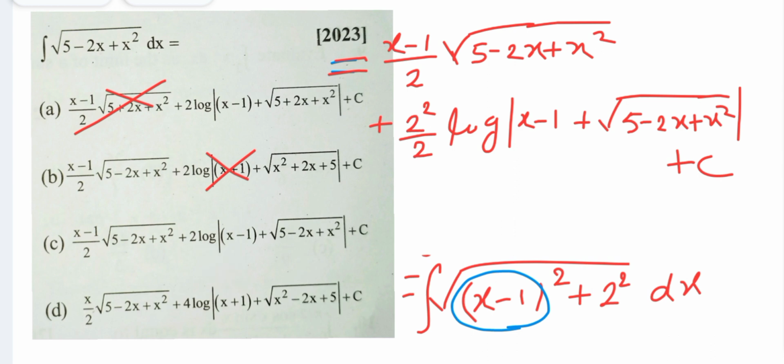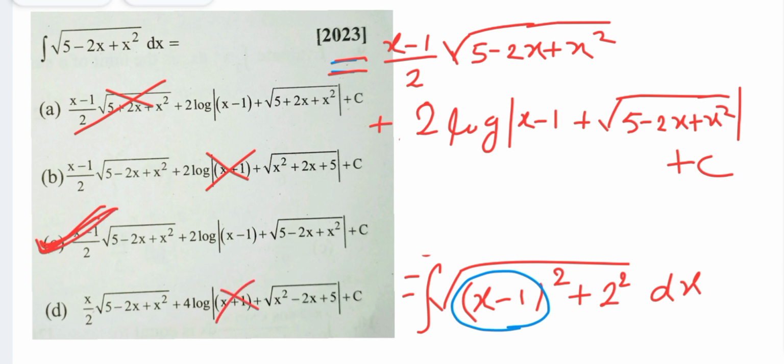Now the third option, 5 minus 2x plus x square log 2. Here obviously, if you simplify, 2 square upon 2, so 4 upon 2, it will be 2 only, right? Okay, so instead of this I will write the simplified form 2. So 2 log of x minus 1 root over 5 minus 2x plus x square. So this option is correct. The fourth option also I will check. The fourth option is x plus 1, so this is not correct. So ultimately option C is our correct answer.